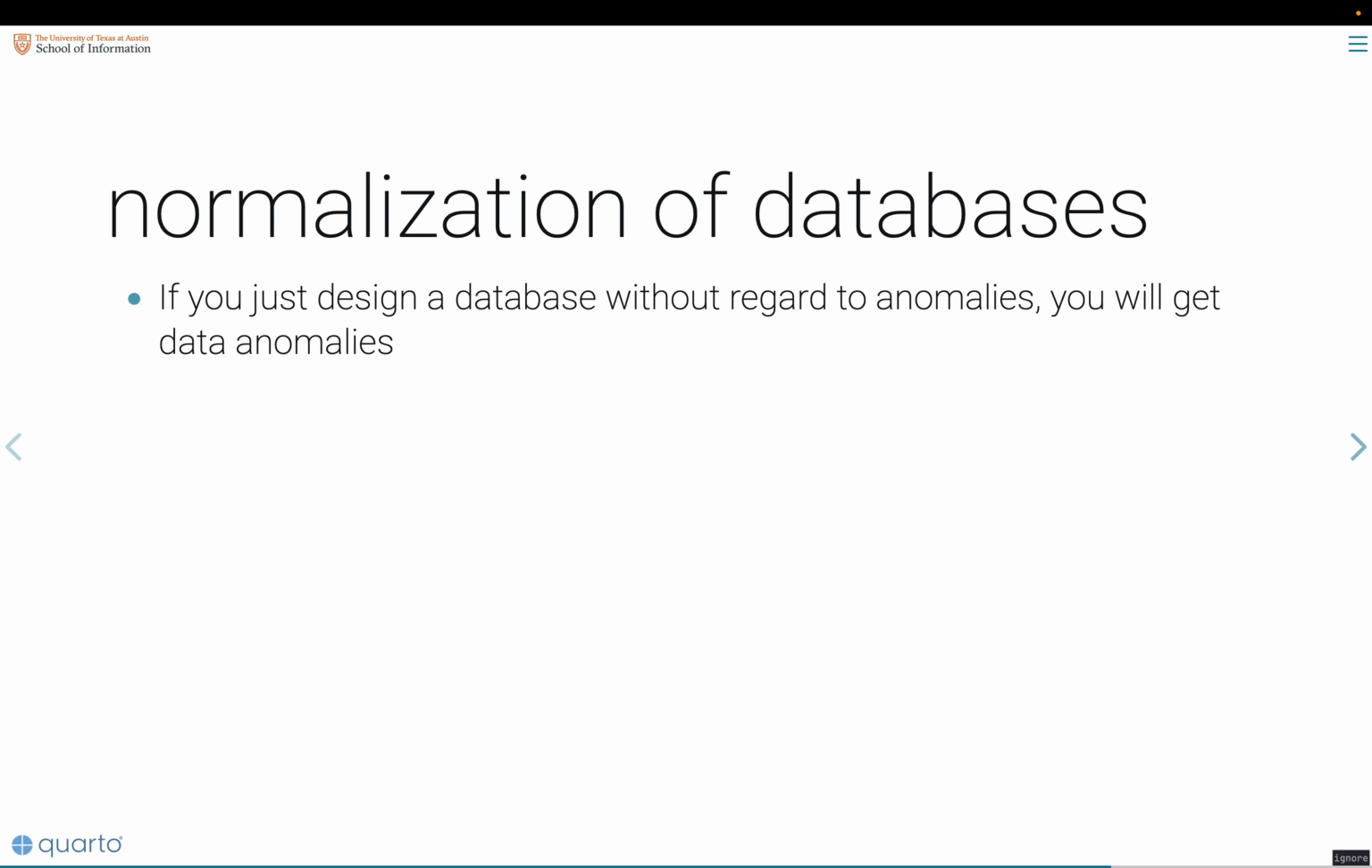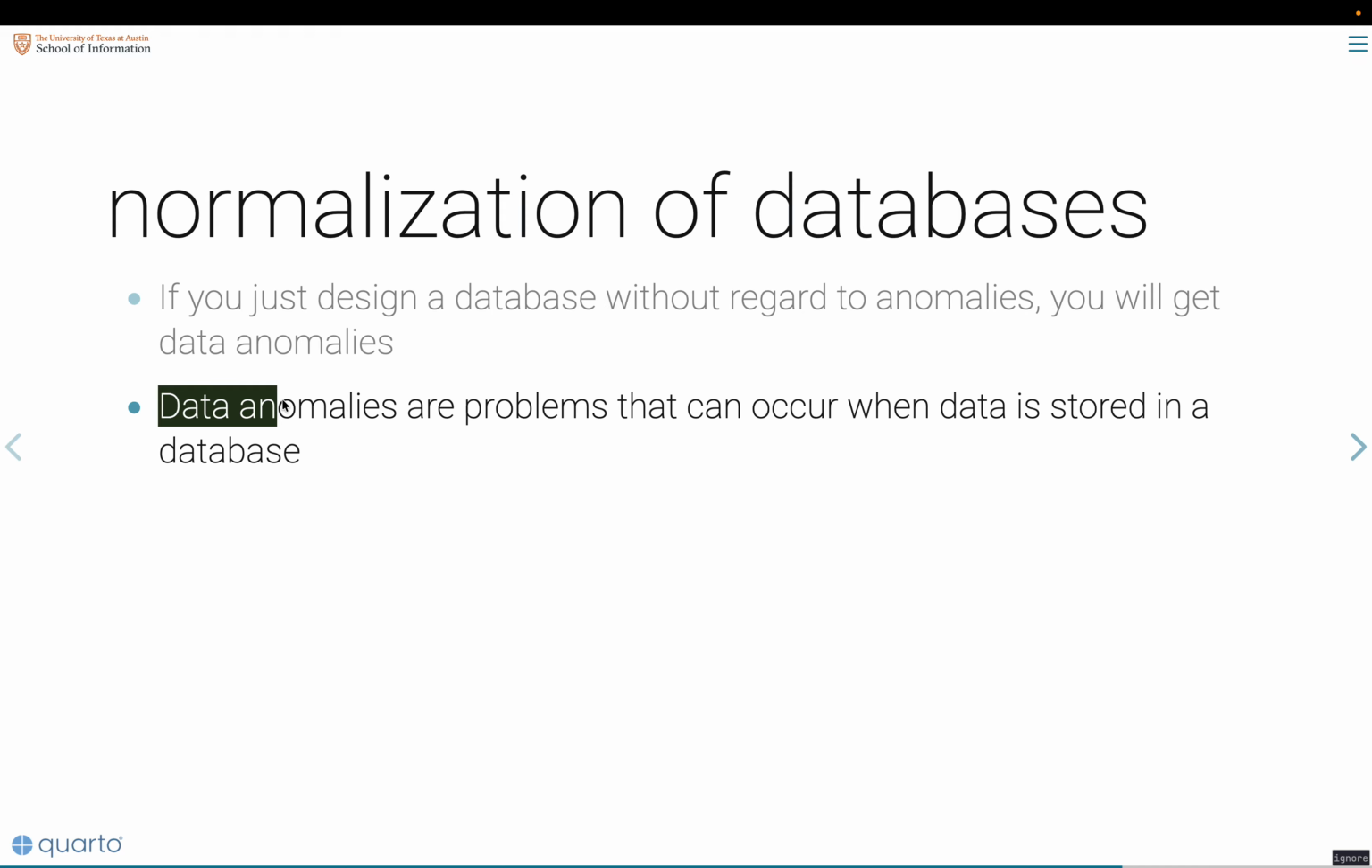Okay, normalization of databases. And by the way, most of what I talk about is usual. There are all kinds of edge cases and corner cases that violate just about every rule you can name, but they're just that, edge cases and corner cases that you don't encounter very often in the world. So if you design a database without regard to a thing called anomalies, you will get anomalies. And anomalies are problems that can occur when data is stored in a database.